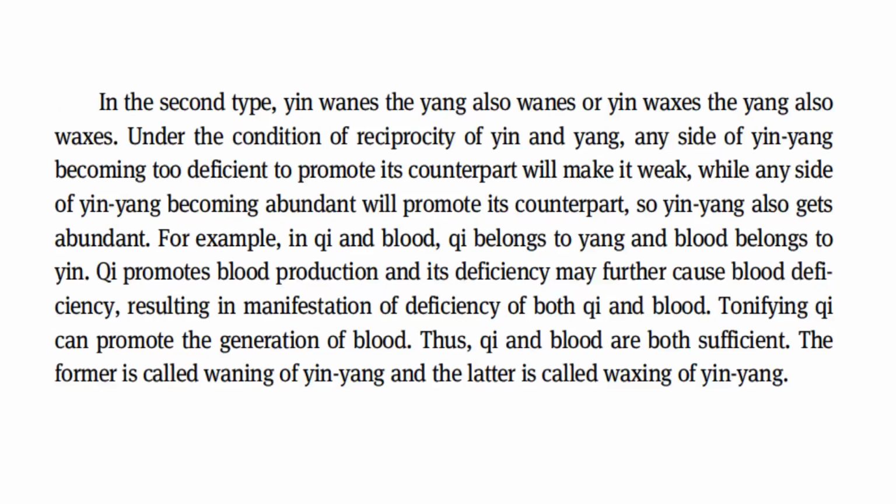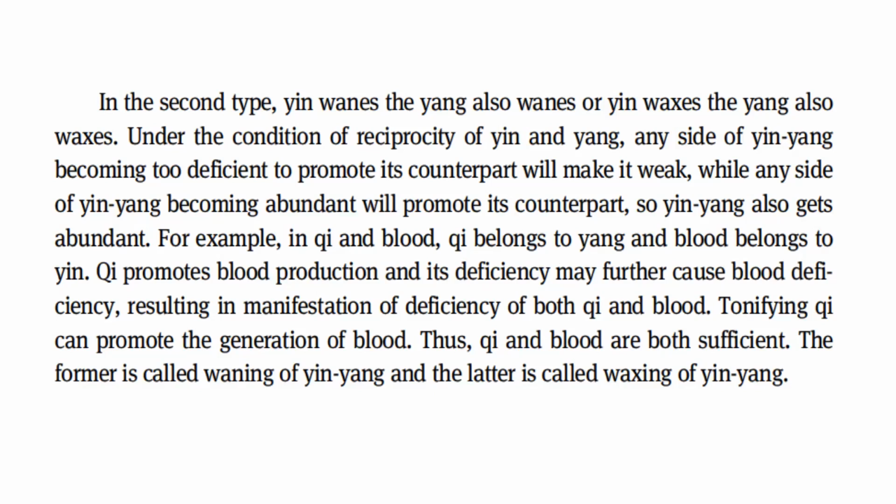In the second type, yin wanes, the yang also wanes, or yin waxes, the yang also waxes. Under the conditions of reciprocity of yin and yang, any side of yin and yang becoming too deficient to promote its counterpart will make it weak, while any side of yin and yang becoming abundant will promote its counterpart. So yin-yang also gets abundant.